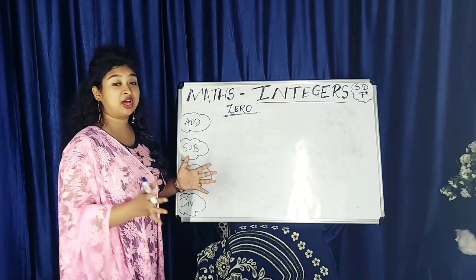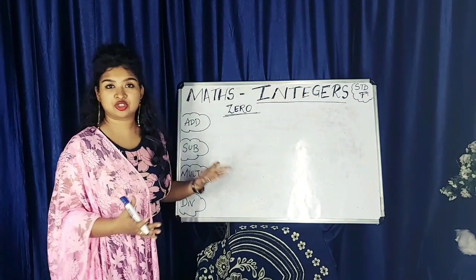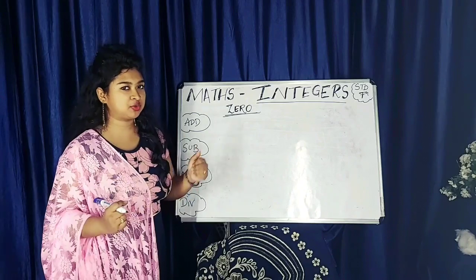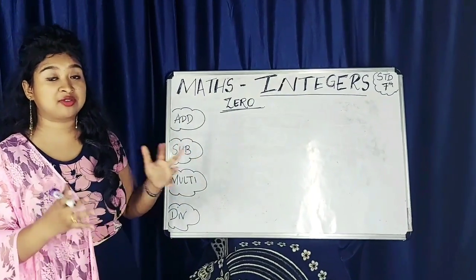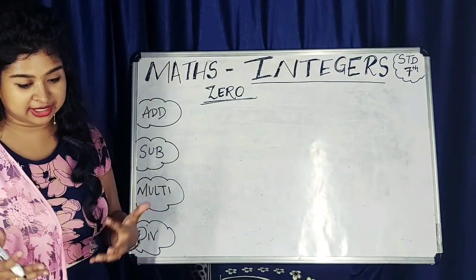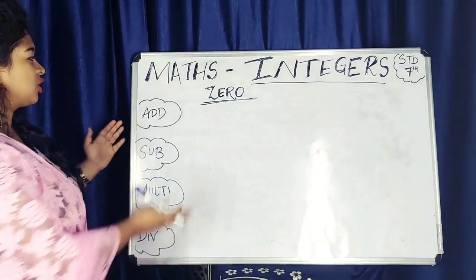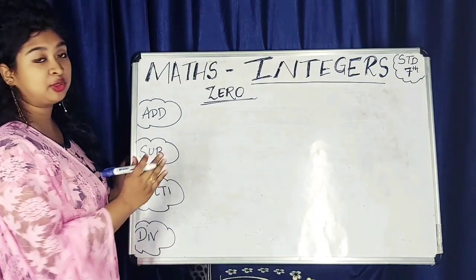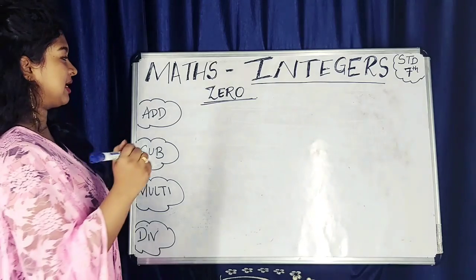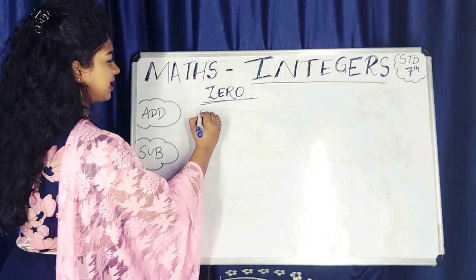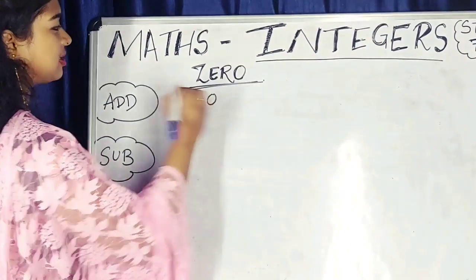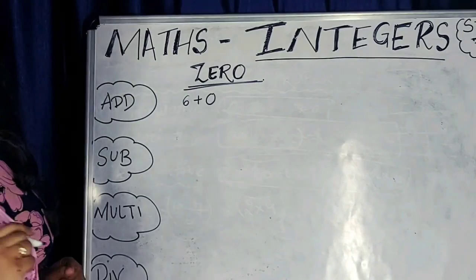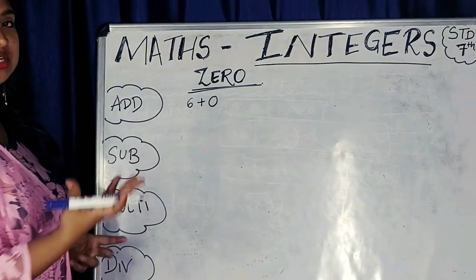Yes. So now we have come to the last topic which we really need to know. That is your 0. What is the value of 0 and how it has been put together. So first we are going to come to the addition. Let's take an example of 6 plus 0. If we take an example of 6 plus 0, what does the answer come?